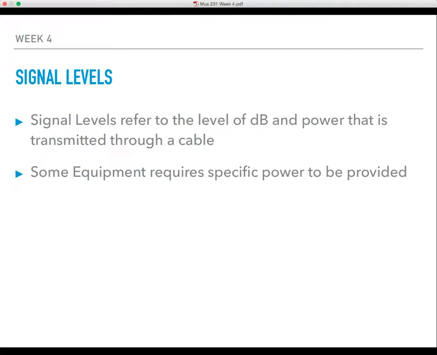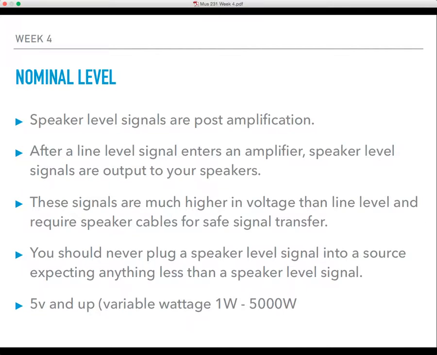Let's see. Let's slide down. If we end up with extra time, we'll just go talk about the console more. Okay, nominal level. We did not cover this, right? Is that where we left off?